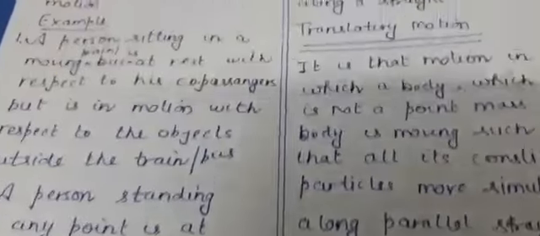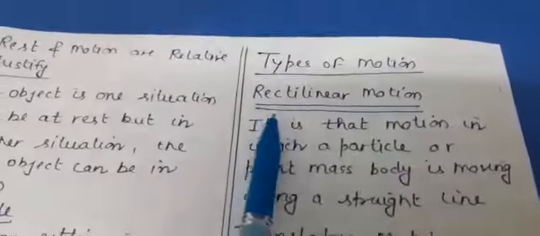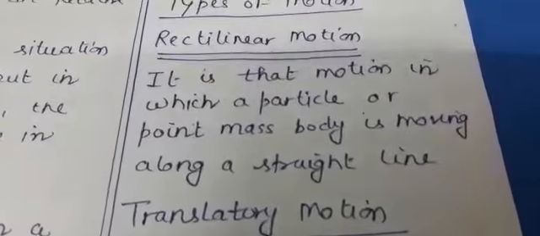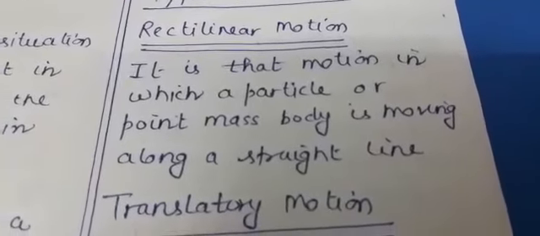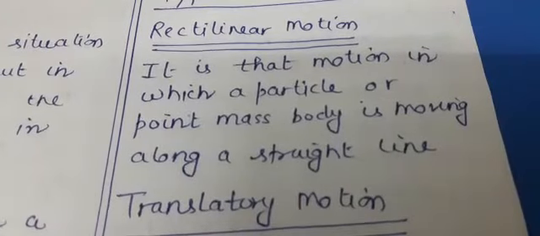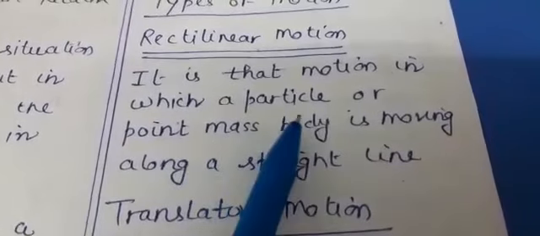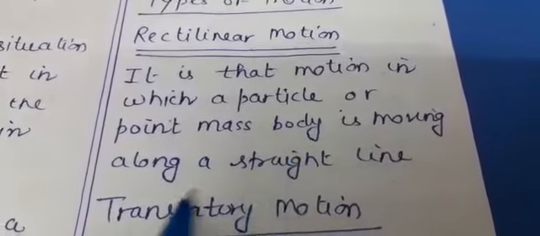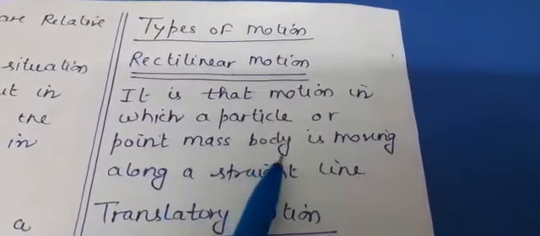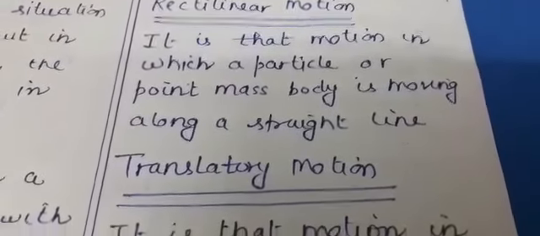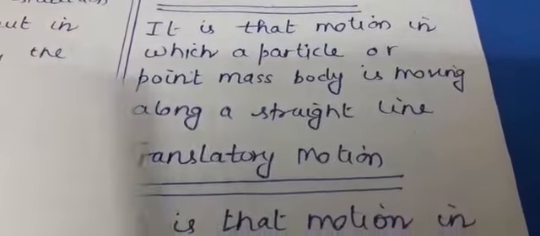Now, after this, let me introduce different types of motion. First is rectilinear motion. Rectilinear means, let me take it in a simple way, suppose a person is moving along a straight line. That motion is taken as rectilinear motion. So it is motion in which a particle or point mass body is moving along a straight line. I will introduce what a point mass body is. You can take it as any body moving along a straight line. Now, suppose this is a body, and it is moving along a straight line.